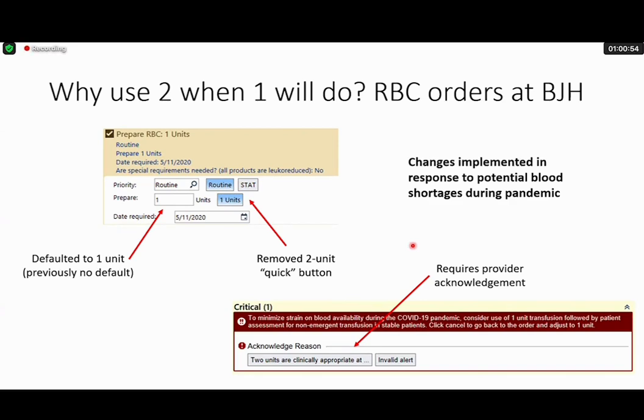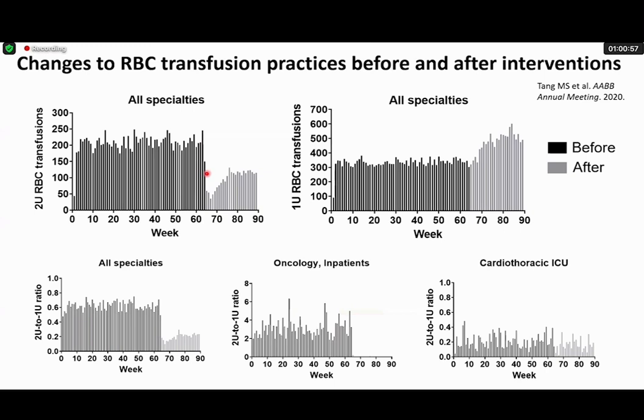Pretty simple interventions. And it actually had a dramatic change in use of 2-unit orders and an increase in 1-unit orders. You can see this looks like rebound. That's actually just because we started doing surgeries again after the pandemic lightened up. But overall, the 2-unit to 1-unit ratio remained low. And for oncology, it was virtually wiped out. And that's because oncology had very regimented processes. And once you get them to agree to change that process, it is very reliable. So this was really an area of great success.